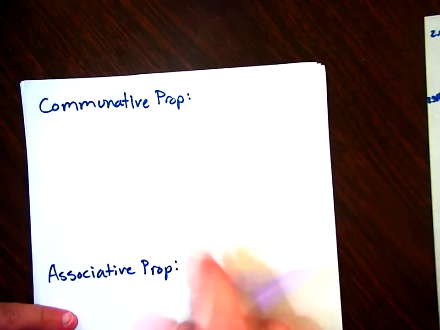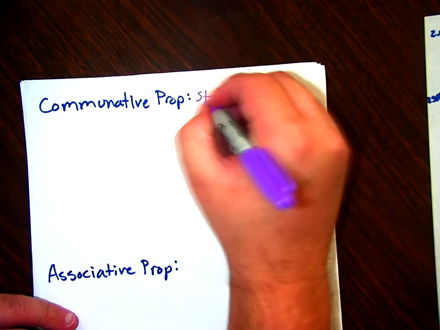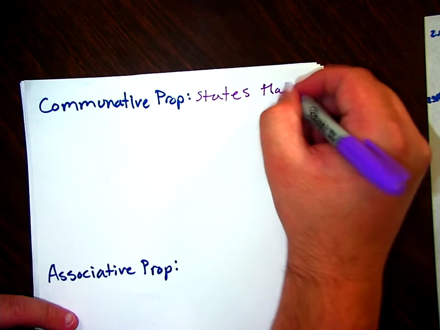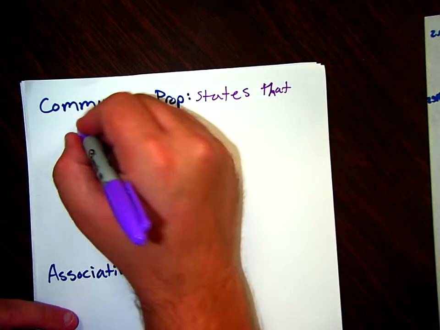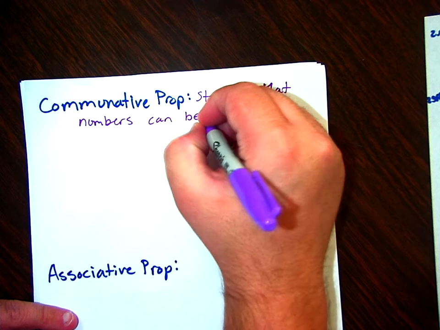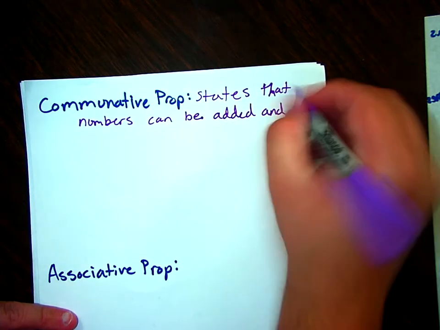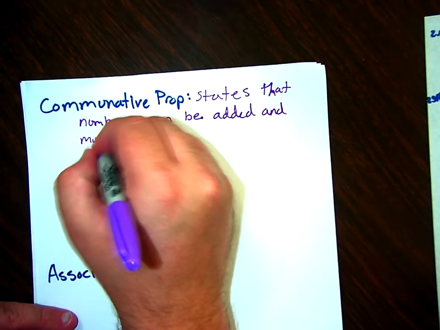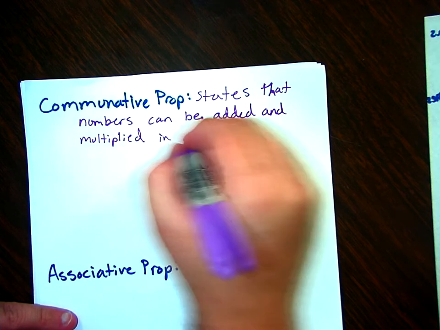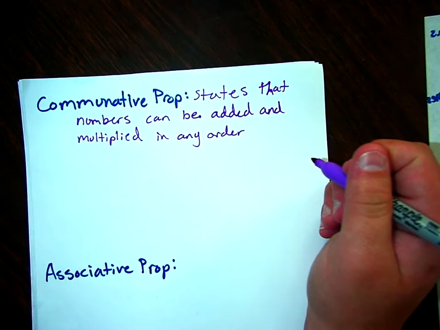Okay, the commutative property states that numbers can be added and multiplied in any order. Okay, so in any order.